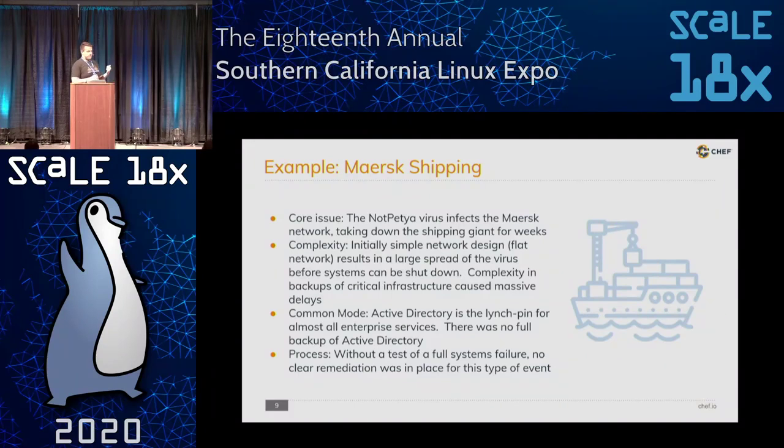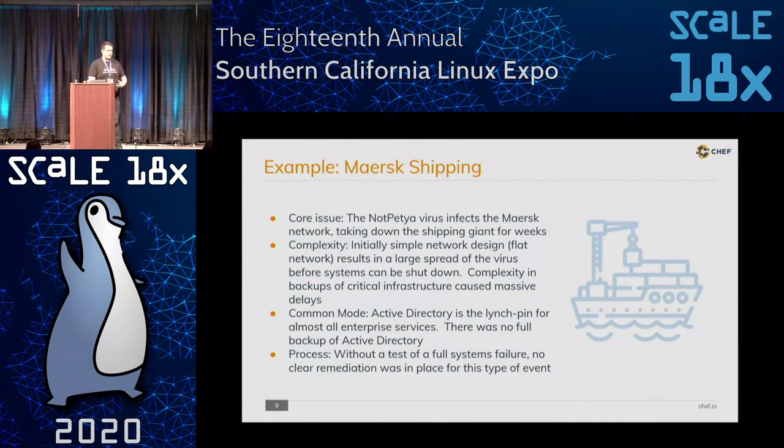So, core issues, there's a couple things here, right? The initial attack vector is really just this virus that goes across the network. It's ransomware. But there's a lot of things that go wrong to make this a true system accident. A, the complexity of the network design, or in this case, the lack of complexity, followed by the complexity of your backup and remediation structure.